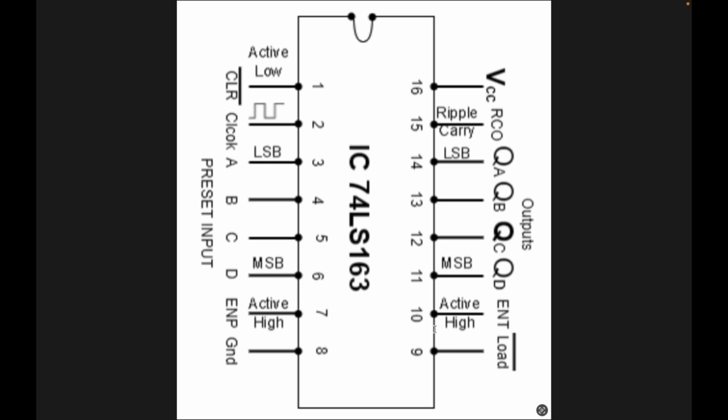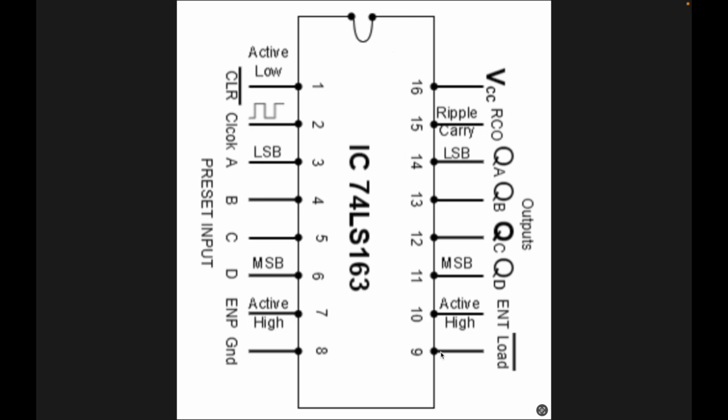The 7 pin and 10 pin are ENP and ENT. They are both enable inputs of the IC 74LS163. ENP means enable parallel and ENT means enable trickle, and both should be set to high value in order to increase the count. The 8 pin is a ground pin. The 9 pin is a load. This is an active low input, logic 0, used to load the data to the flip-flop output.